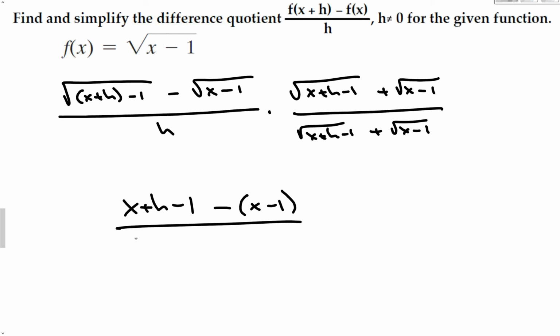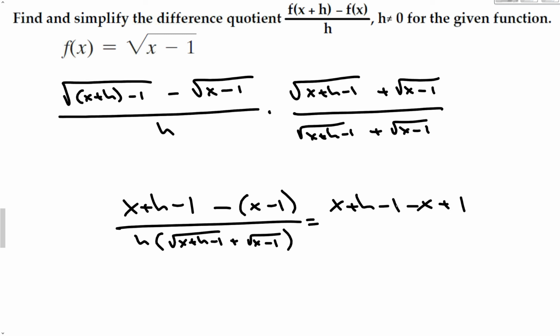all over h times this plus this. So we're just going to leave that non-multiplied together: h times the square root of x plus h minus 1 plus the square root of x minus 1. That's all I did, I'm just distributing the h to both of them. Now, because I got rid of all these radicals up top, I can simplify this into x plus h minus 1 minus x plus 1. The 1's cancel, the x's cancel, and so the top is just h, over all of this stuff, h times the square root of x plus h minus 1 plus the square root of x minus 1.